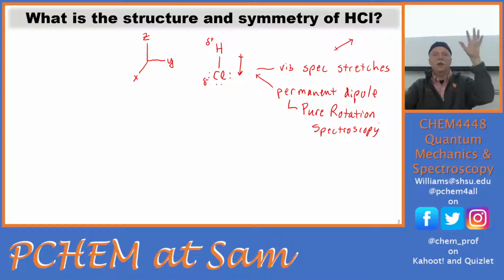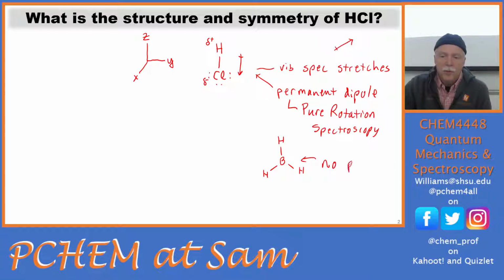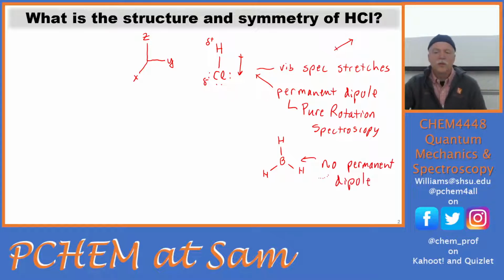So if you draw a Lewis dot structure and it's asymmetric and it has a dipole, a permanent dipole, then you know it'll have a pure rotational spectrum. If you draw a molecule like we had in the last exam, this BH3 where it was planar, that one has no permanent dipole. So it has no pure rotational spectrum. Okay.